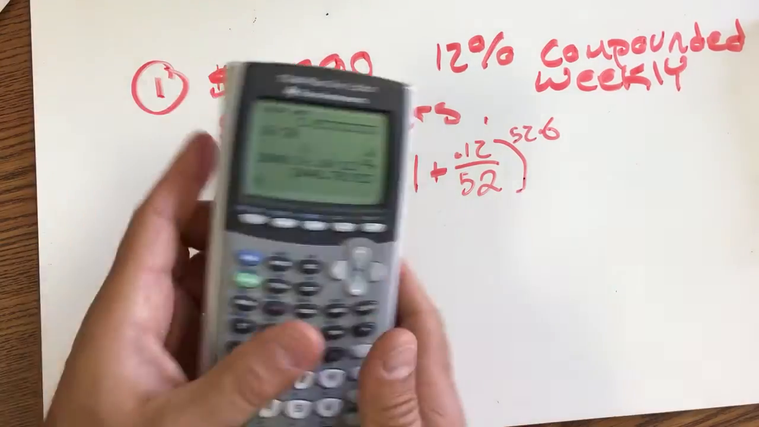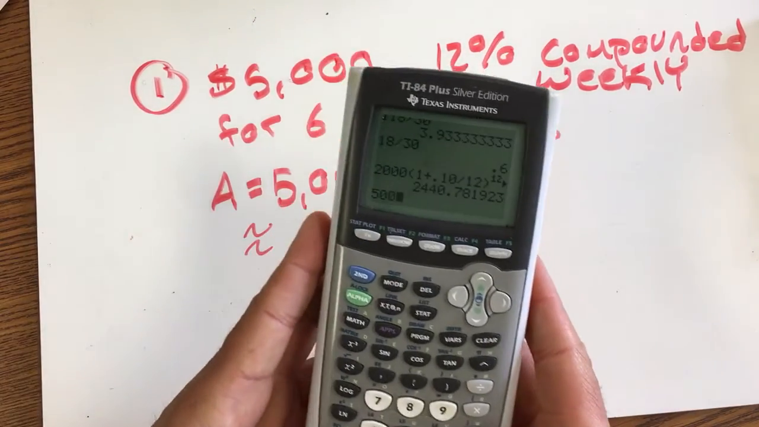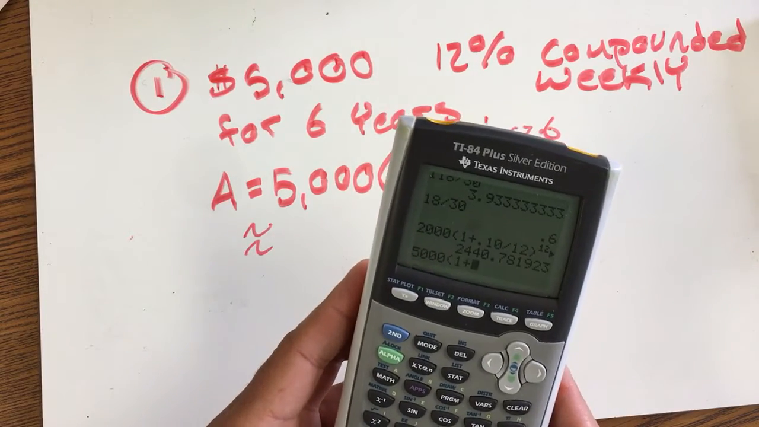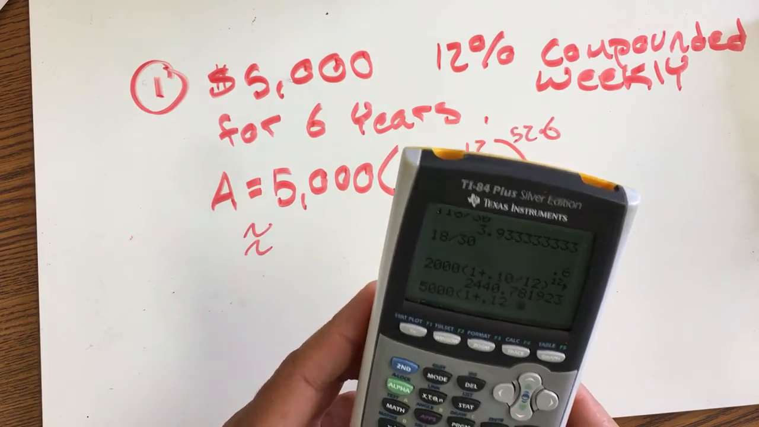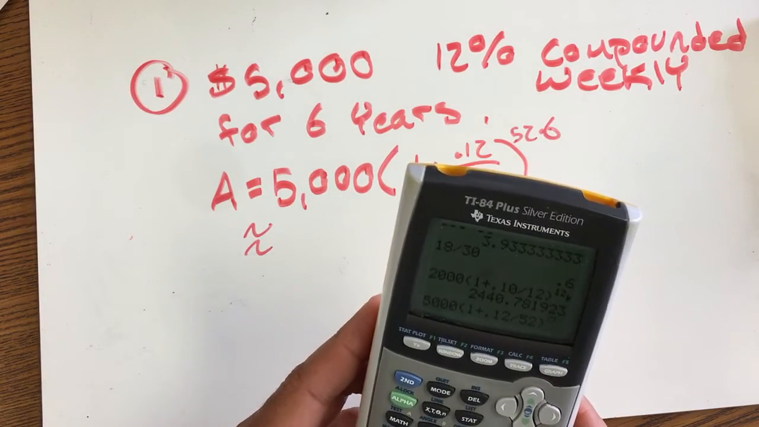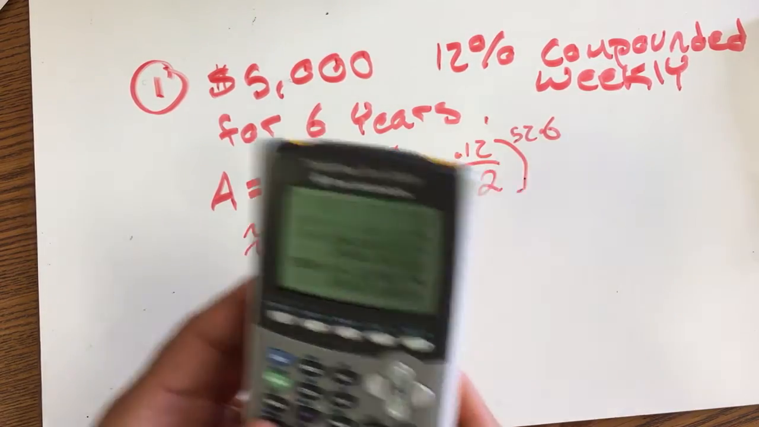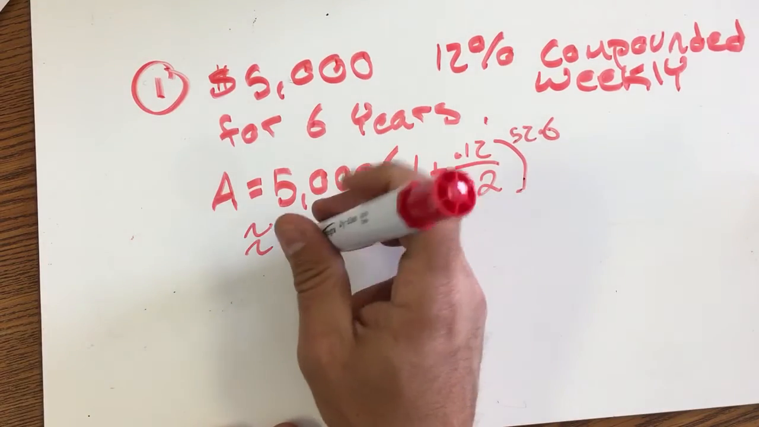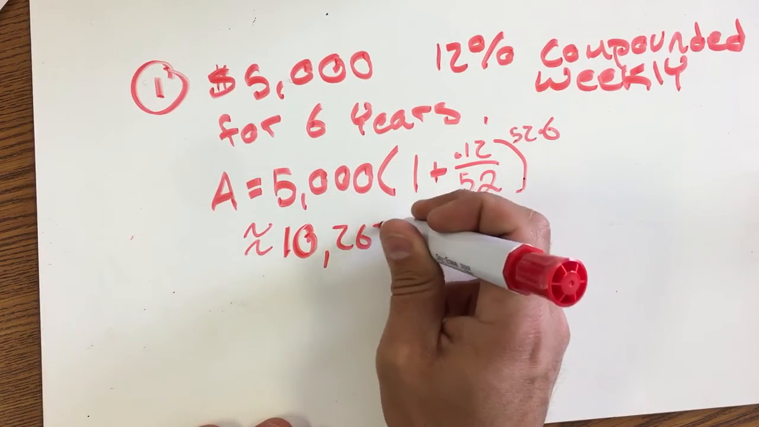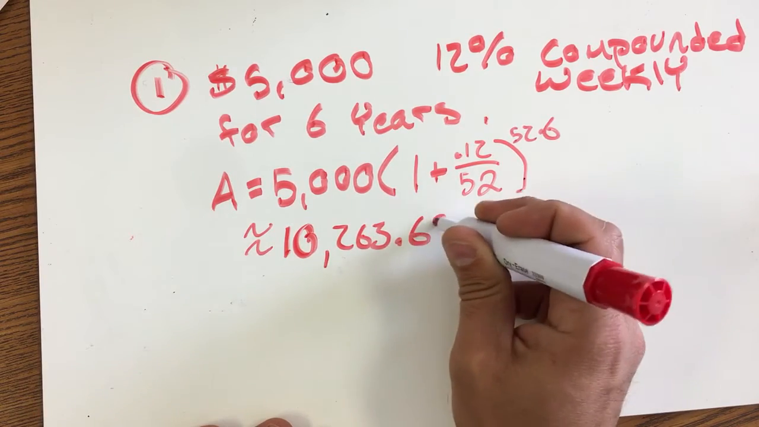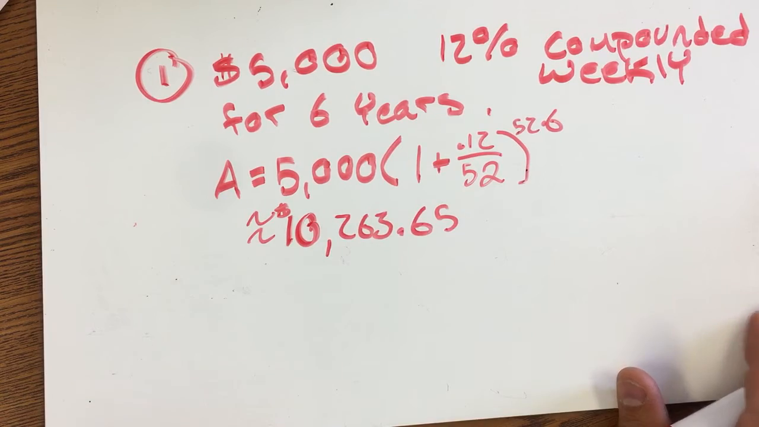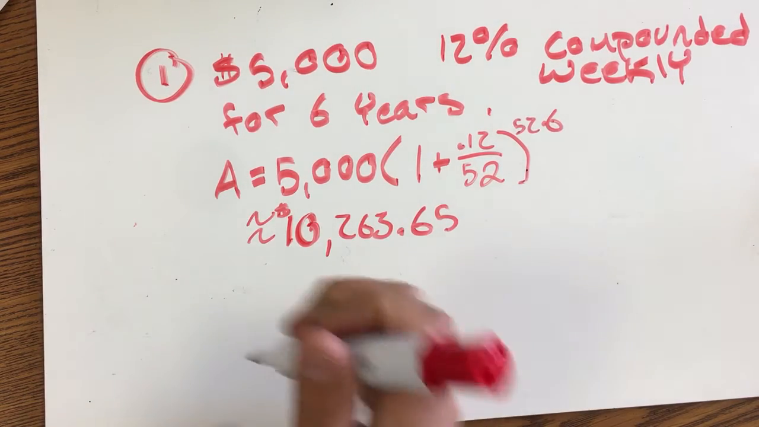So I'm going to put this in the calculator. 5,000, 1 plus 0.12 divided by 52 to the power of 52 times 6 gives me approximately $10,263.65. So that's how much I end up paying. So that's one of your problems.